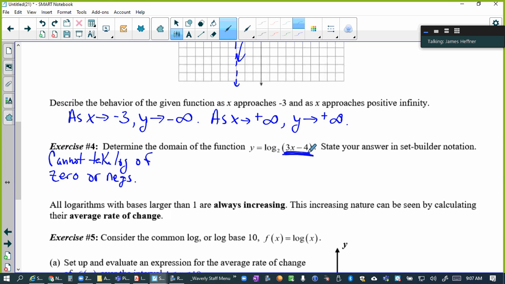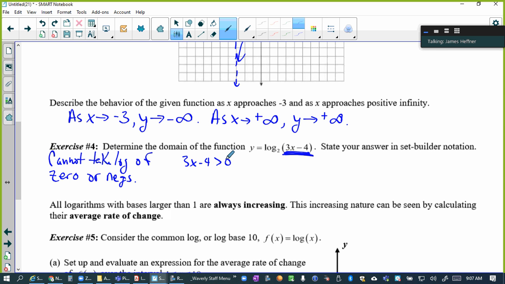So let's do this. Let's set it greater than 0, because it can't be 0 and it has to be positive. Everybody with me on that? So now we can find the limitations on x, if that thing has to be positive and not 0.